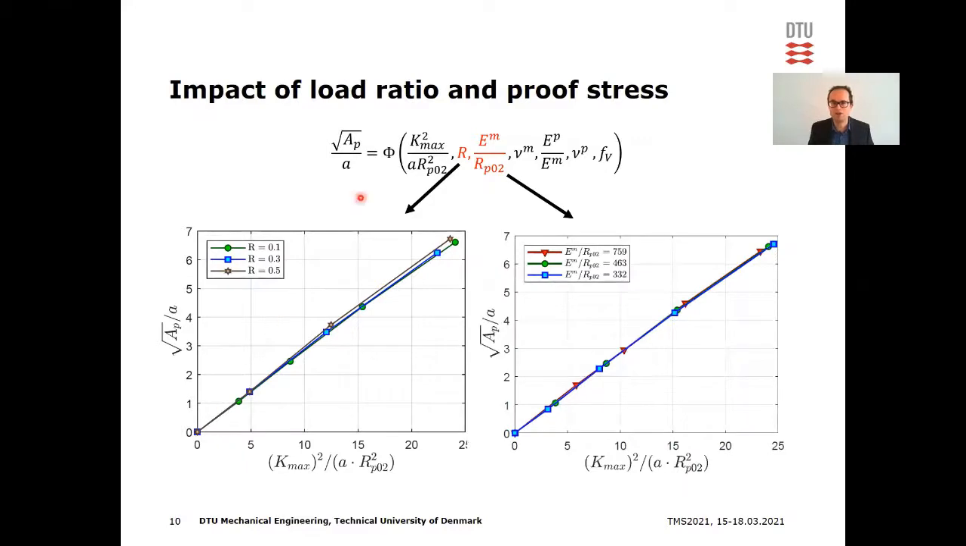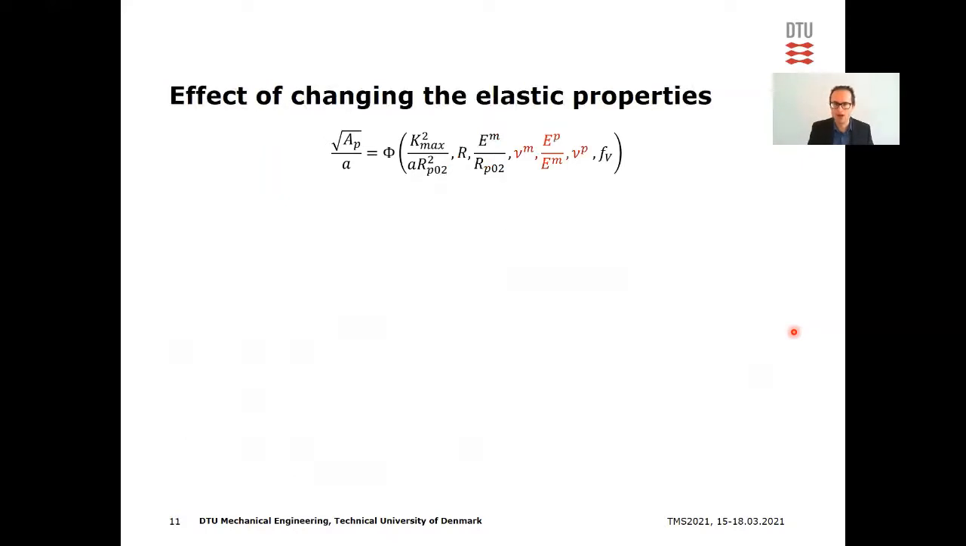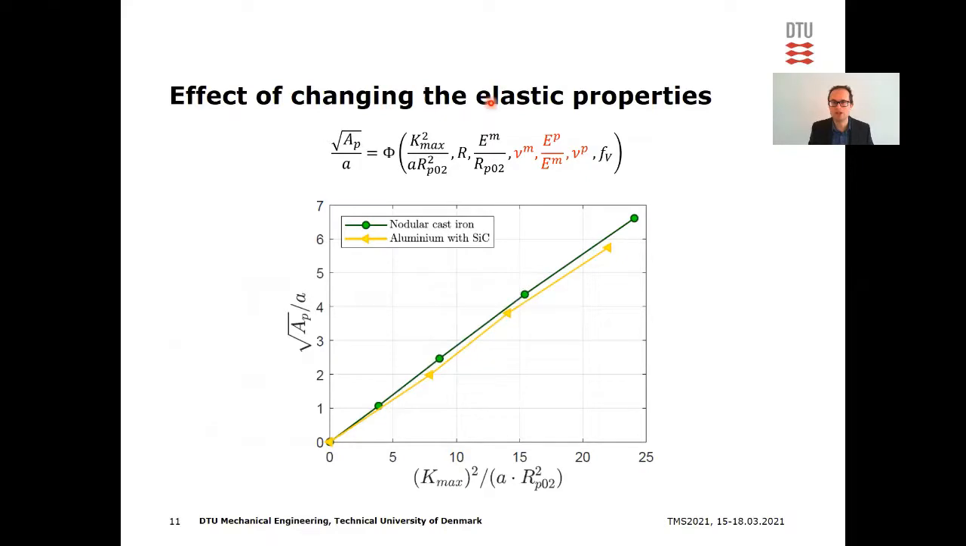And then if I try to change the yield stress of the composite, then again I see negligible differences. And I find exactly the same if I try to change the elastic properties. Here I've switched between the elastic properties of modular cast iron and the elastic properties of aluminum with silicon carbide. So you can see that there is an effect on this relationship here, but the effect is definitely minor.